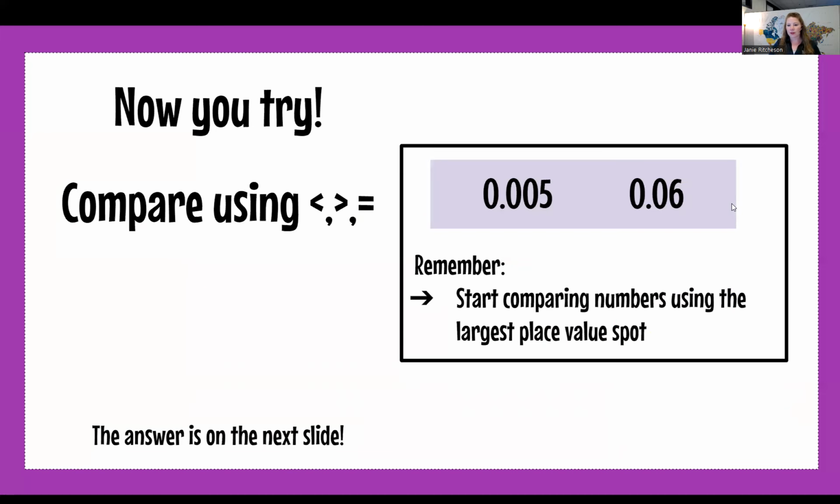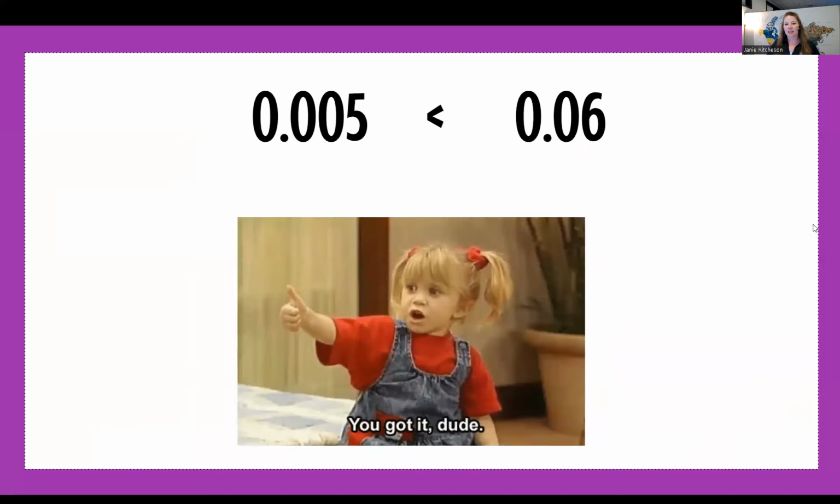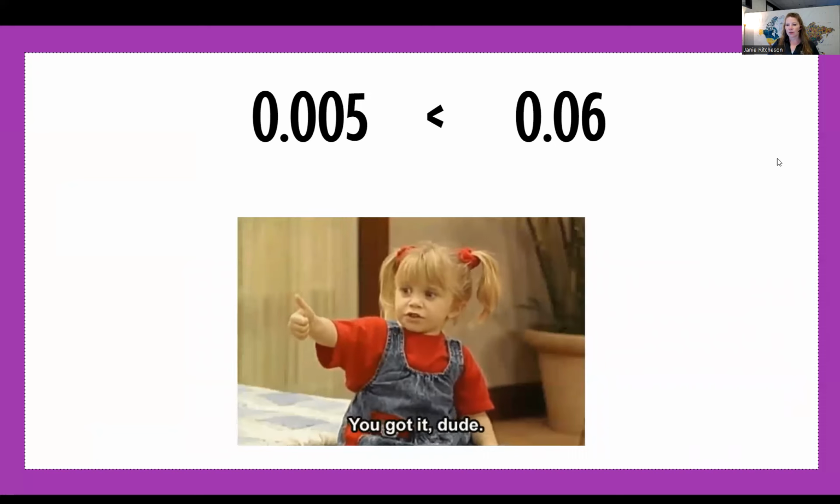All right, what about this one? Is the number with the most digits always the biggest? Nope, it is not. This number, 5 thousandths, is less than 6 hundredths. It's less than. You got it.